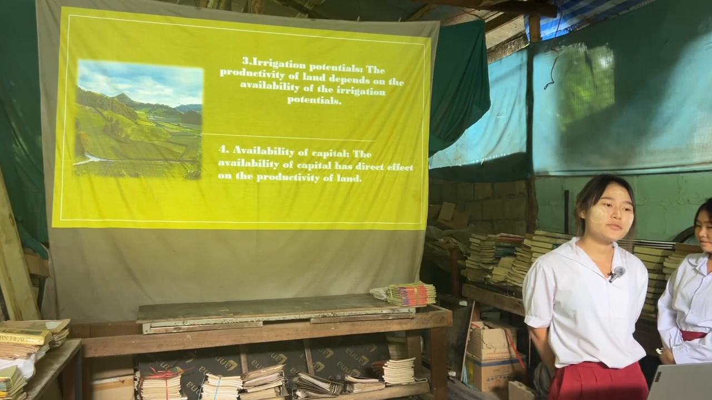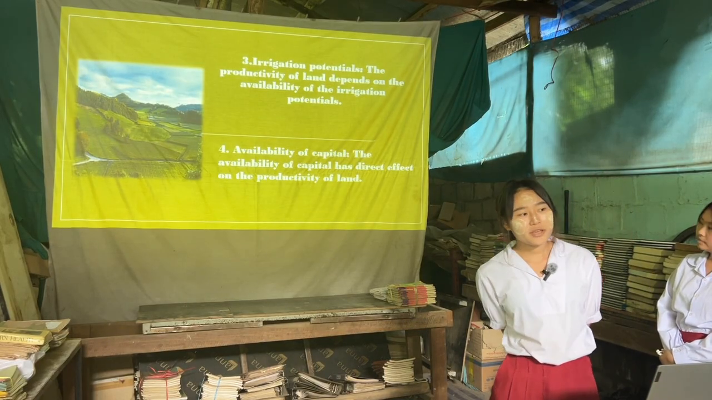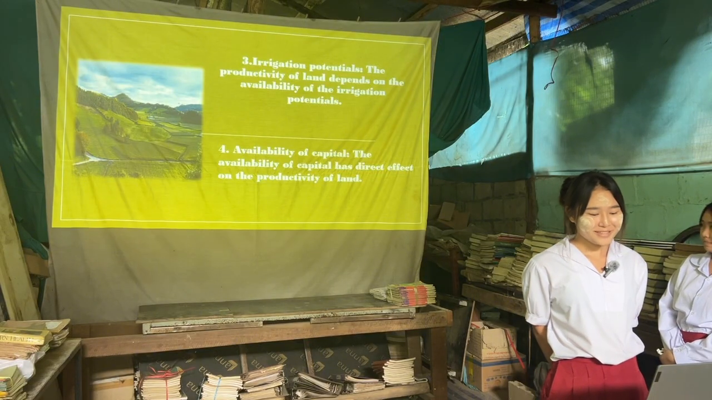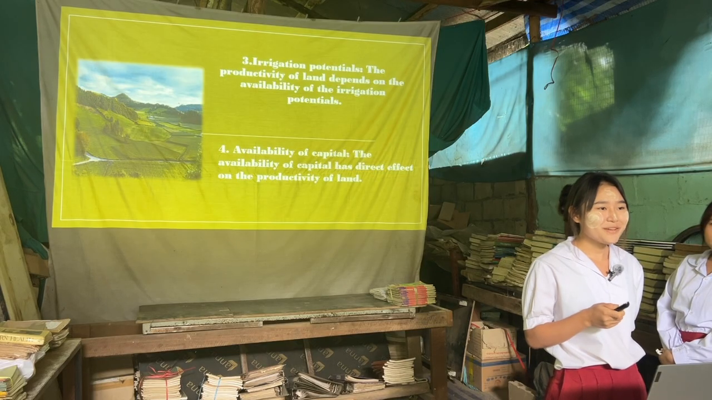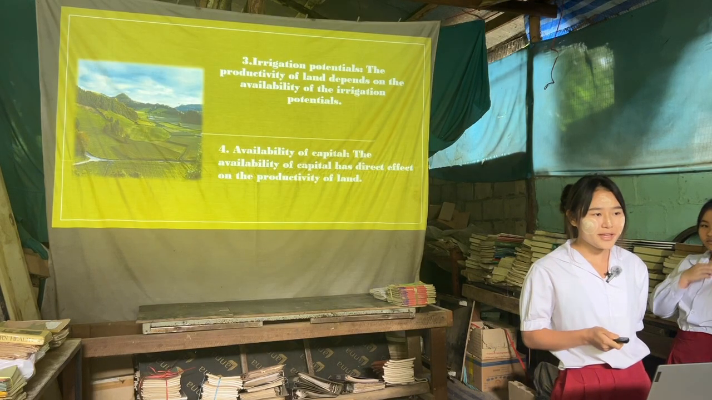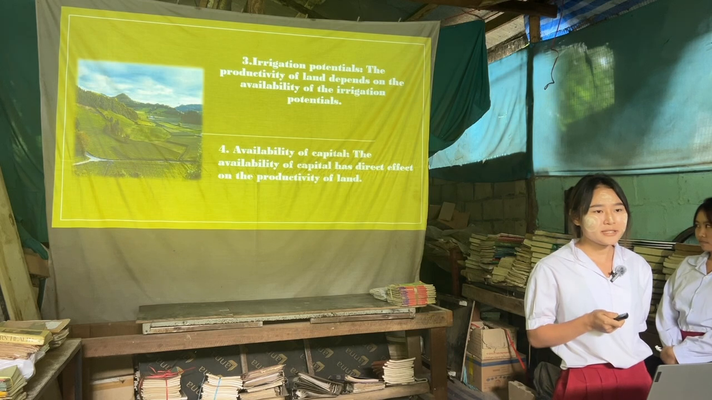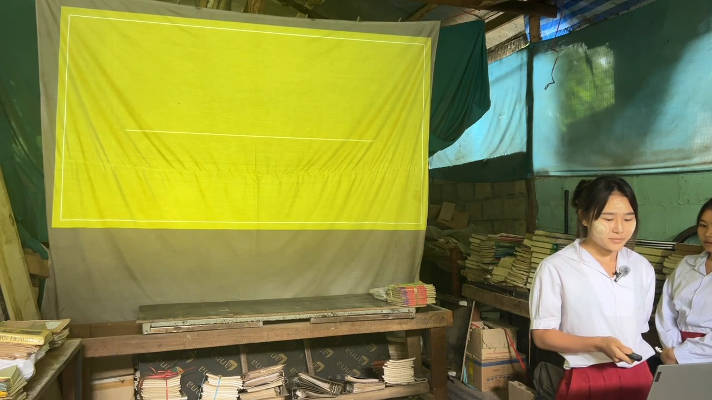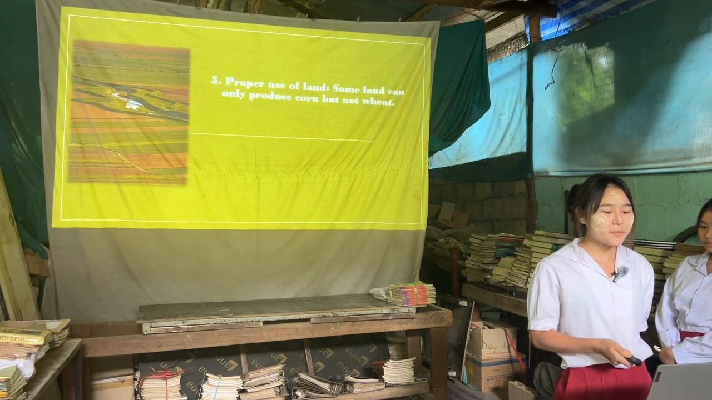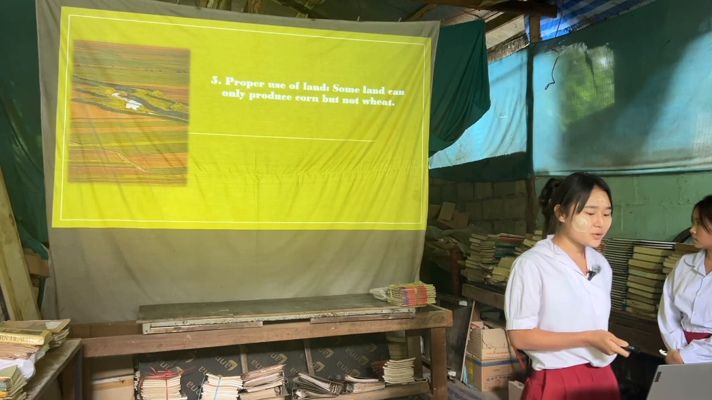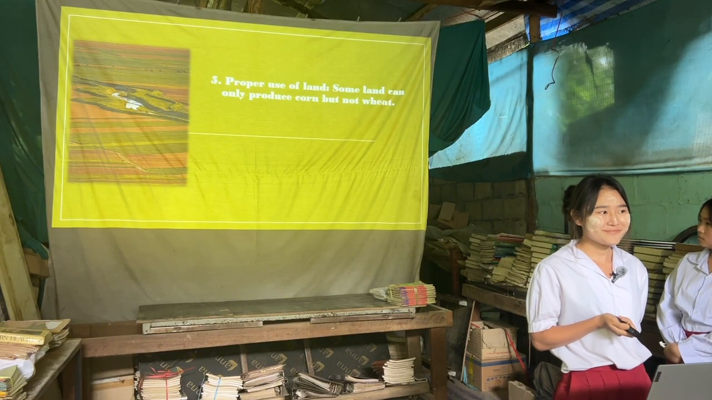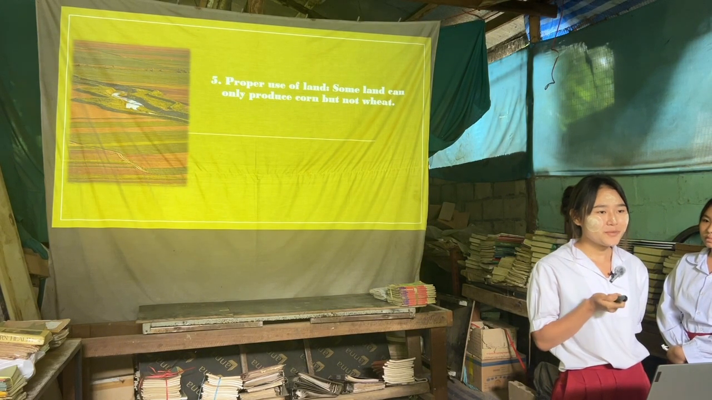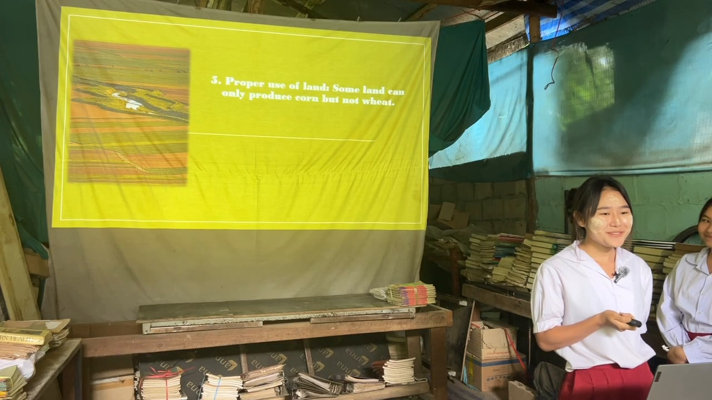The fourth is the availability of capital. The availability of capital has a direct effect on the productivity of land. It helps to improve seed and chemical manure and may give higher productivity from a small piece of land. Fifth, proper use of land. Some land can only produce corn but not wheat. We must understand which land is best used for what kind of crop to grow.